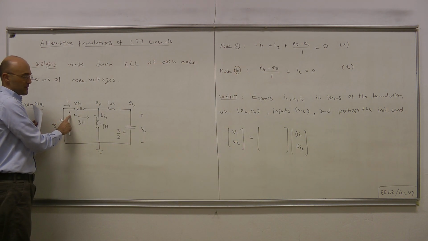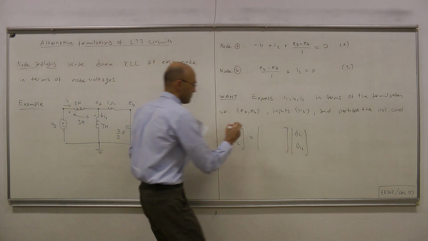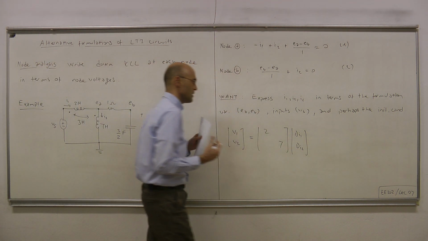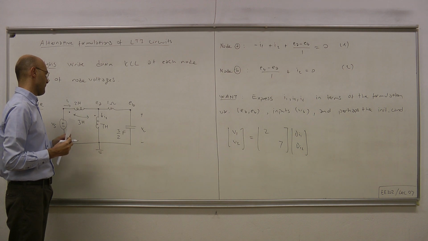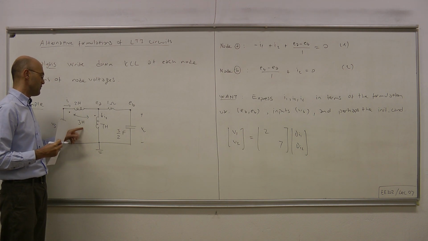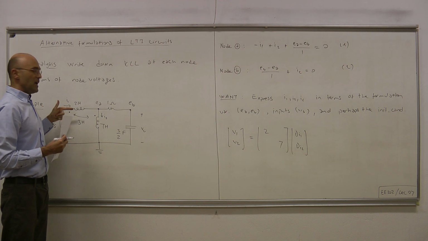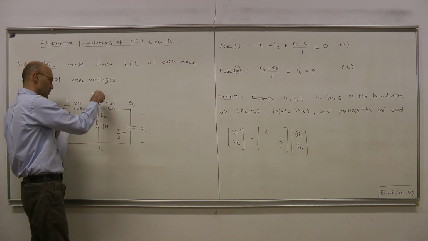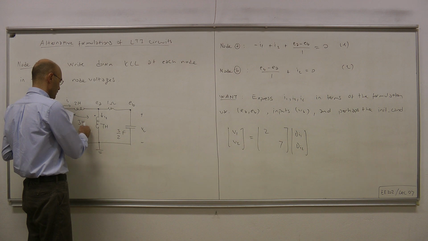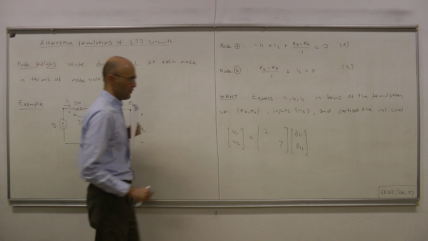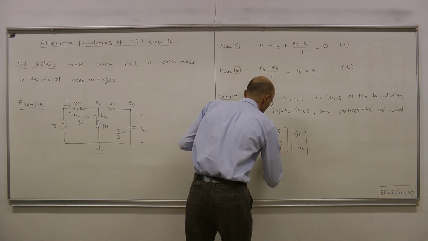So the self-inductances are 2 and 7, 2 here, 7 here. And the mutual inductance is 3 Henry. We look at the dots. The first current is entering from the dotted terminal, the second current is also entering from the dotted terminal, therefore the off-diagonal terms will be plus 3. Okay, 3, 3.